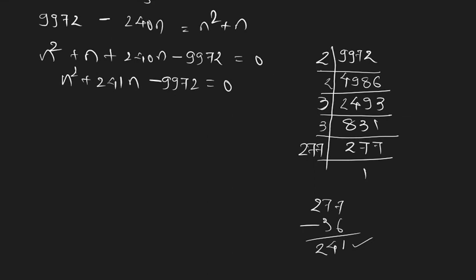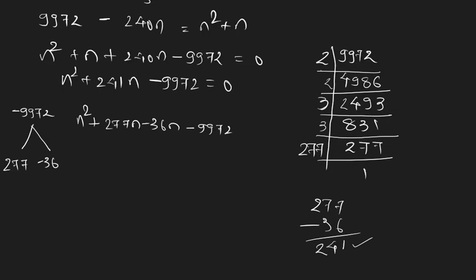So what are the factors we are looking for? Just see over here. I had minus 9972 and I wanted 241 here, right? So what I will take, 277 and 36. I want plus 241, so of course this will be plus, but this will be minus. So 277 minus 36 is plus 241, and 277 into minus 36 is minus 9972. So n square plus 241n, I'm sorry, I made a mistake. n square plus 277n minus 36n minus 9972 is equal to 0.